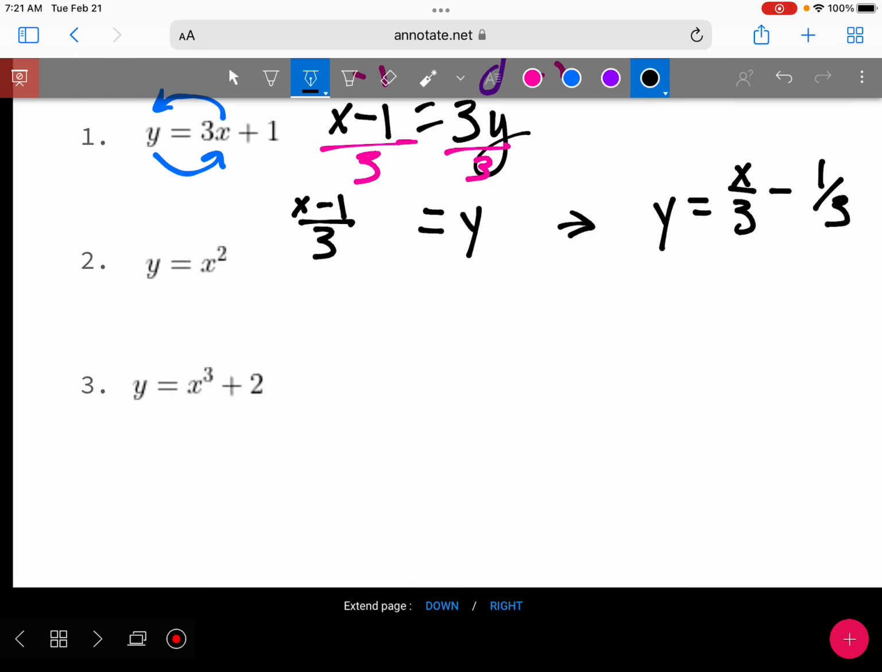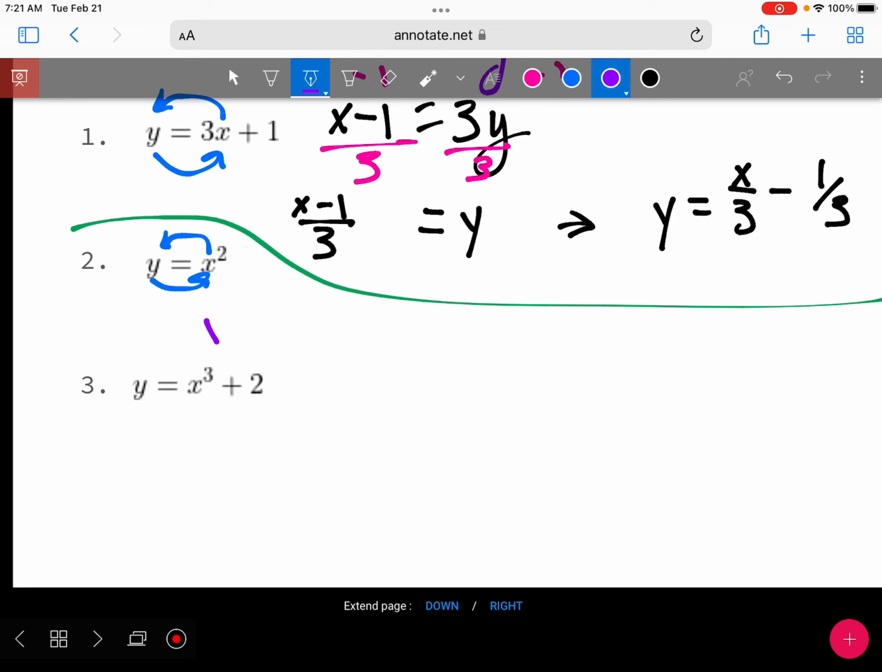Let's look at number 2. Same general process. I'm going to take my x and my y and have them change places, just the letters. So we get x equals y squared. Just the letters change places.